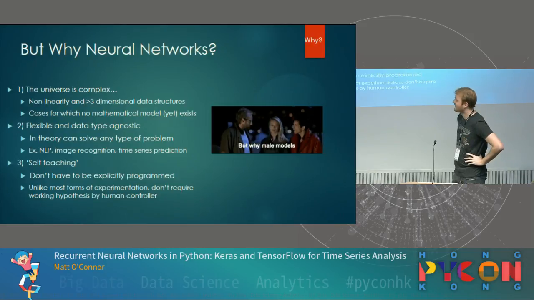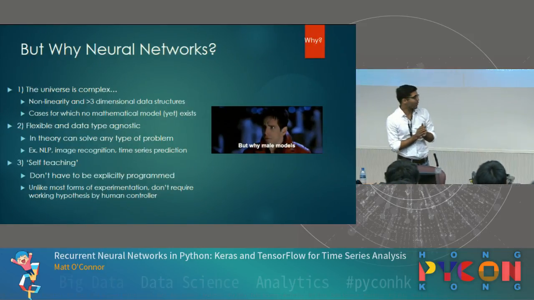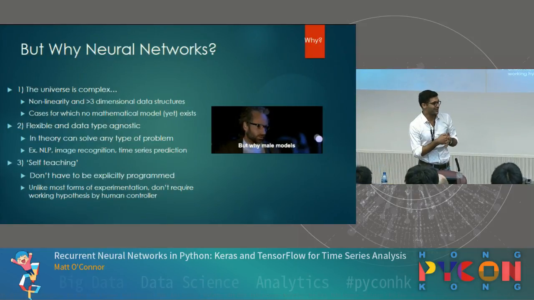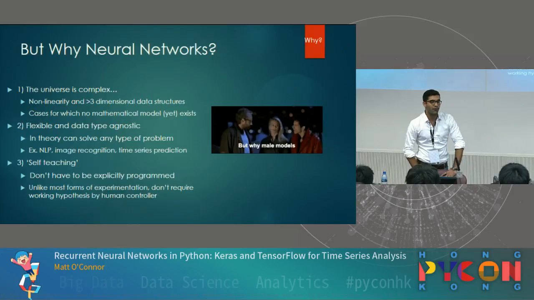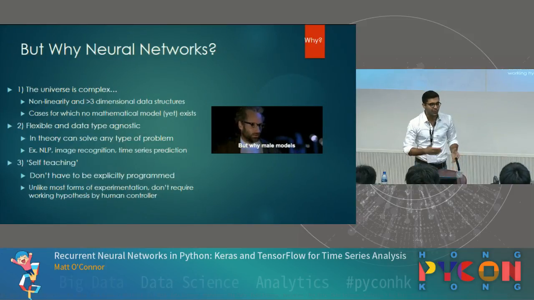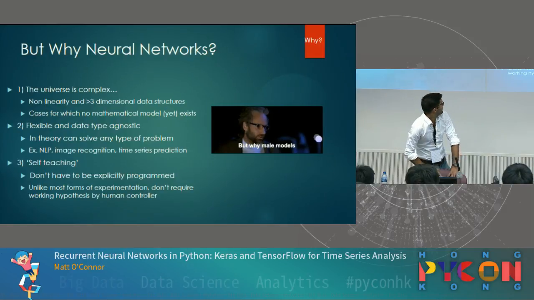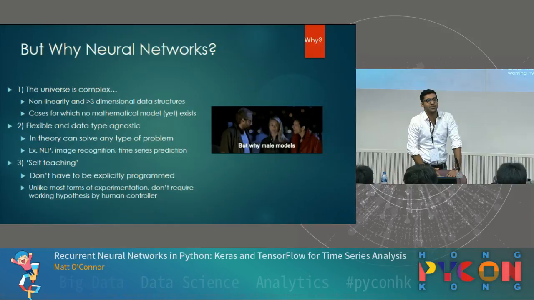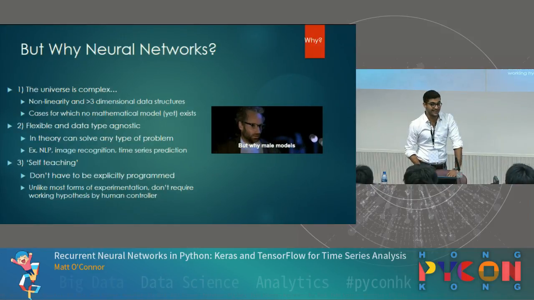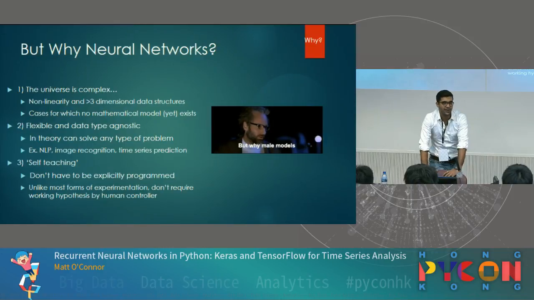Okay, so why neural networks? Why do you want to use a neural network in the first place? Some quick wins: the universe is not easy. It's mostly not linear, and often has more than 3 dimensions. Maybe not the ones we can see, but there are often more dimensions in your data set than 3. It's very good for complex problems, and also for cases where mathematical models don't exist yet. Also, it's very flexible and varied, and it's data type agnostic, which is a lifesaver often.